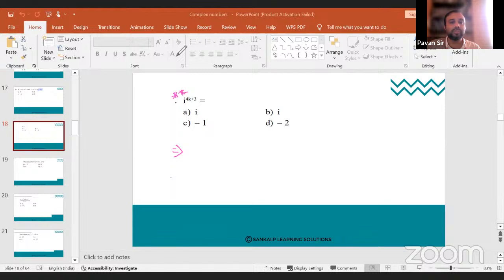i raised to 4k plus 3. I will give the hint. i raised to 4k plus 3 means what? It is i raised to 4k into i raised to 3, like a raised to m into a raised to n, correct? That is a raised to m plus n.